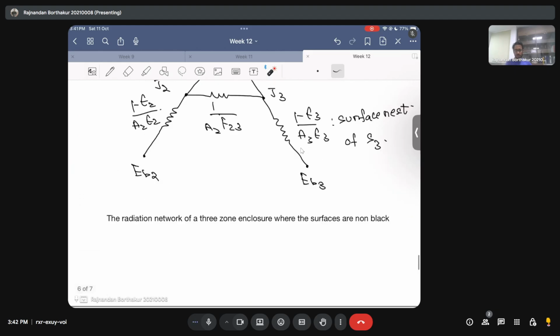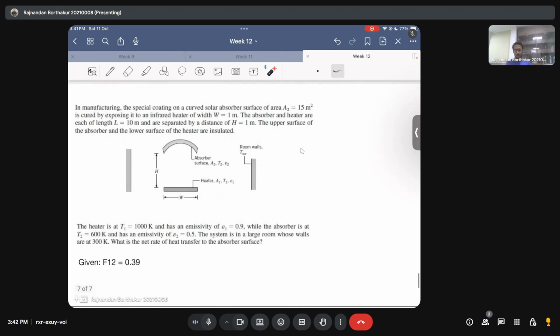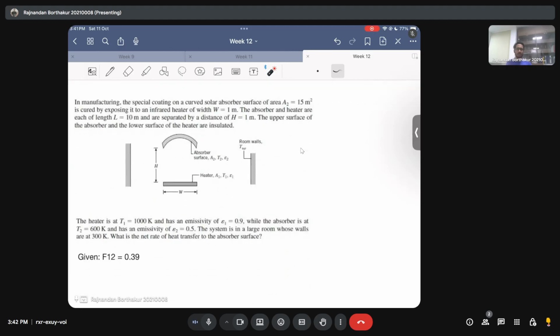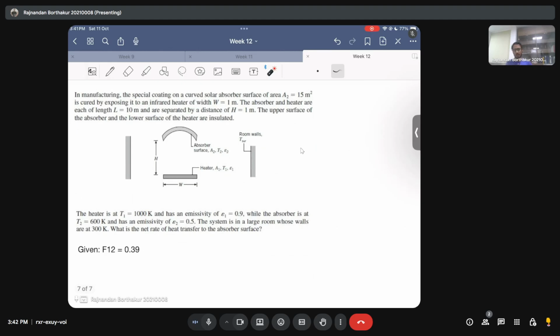Okay, so before proceeding into the next problem, maybe I'll put forward the problem on your screen. You can anyway have a look. But this is a practical and a realistic problem where we'll try to find out the radiation exchange that is taking place to a body, which is known as the absorber surface in this scenario. And precisely, we will use the radiation network to solve this problem. And you will appreciate that using the radiation network actually helps in solving this kind of problems involving radiation.